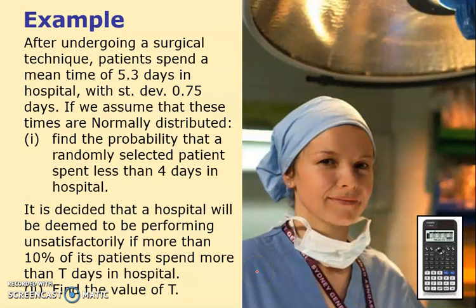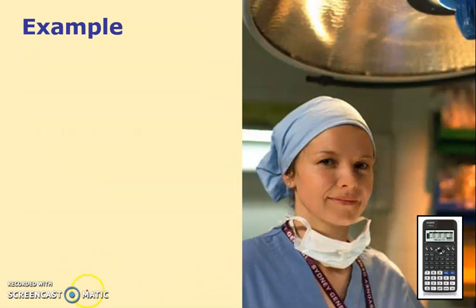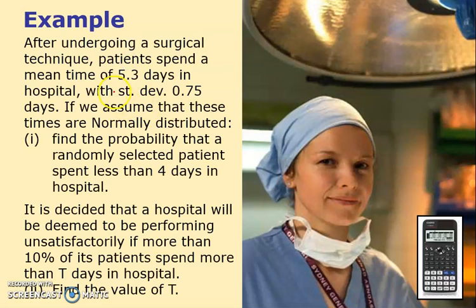Now I've got one example here, which is a wordy example. After undergoing some surgical technique, patients spend a mean time of 5.3 days in hospital, standard deviation 0.75. I'm just going to write that down before I forget it. X is normal, 5.3, and 0.75 was the standard deviation. I'll need to check that I've written those right. Yes, I did. Find the probability a randomly selected patient will spend less than 4 days in hospital.